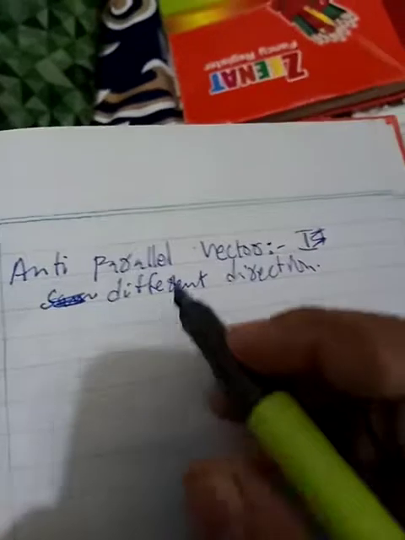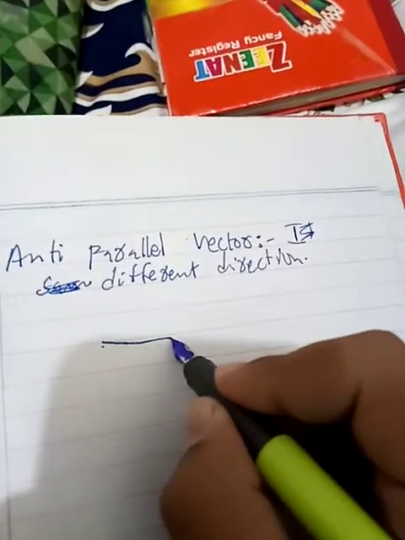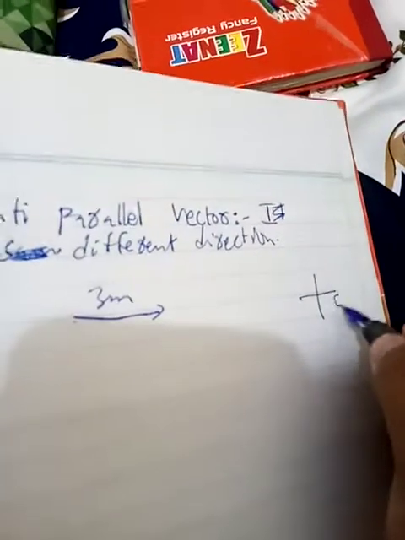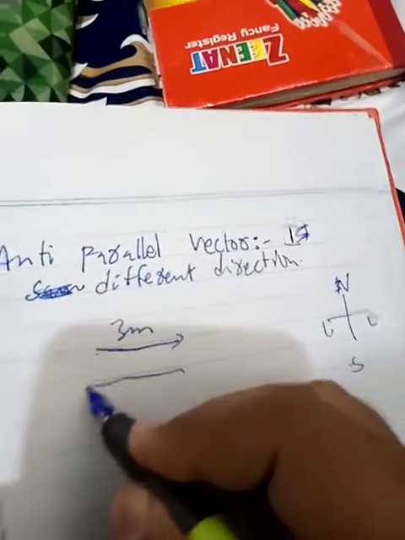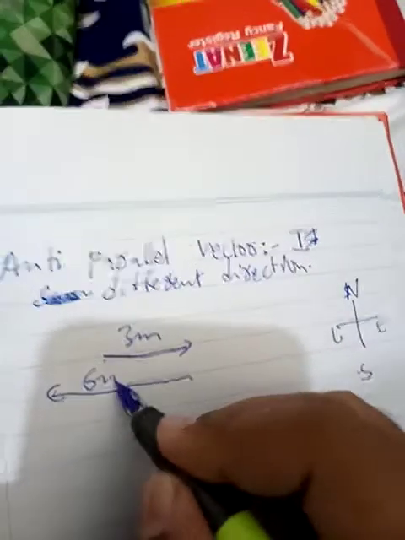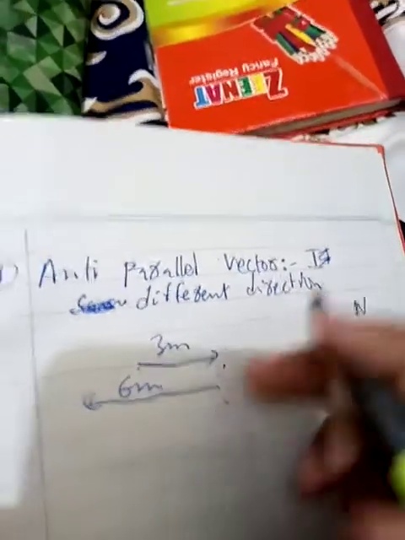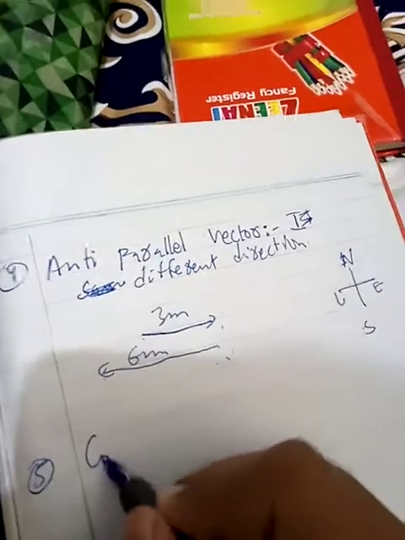Here the example of an anti-parallel vector is this: 3 meter moves towards the east side, and this other vector moves 6 meter towards the west side. So both vectors have different directions. Because of that, this is called an anti-parallel vector. Number 5 is collinear vector.